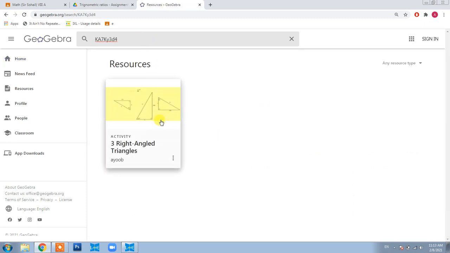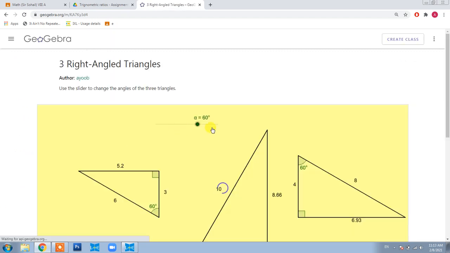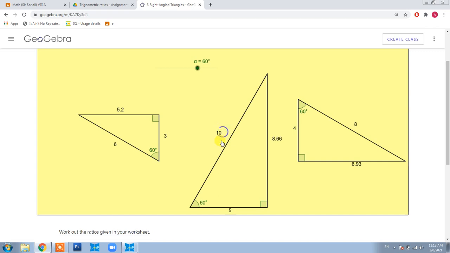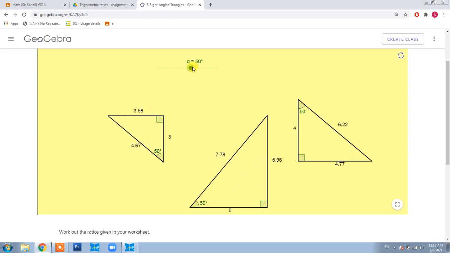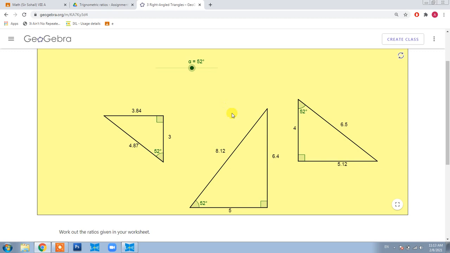So you will get your resource that you can use for easy and accurate drawing of the trigonometric triangles you require for the investigation of this assignment. Just click and you will get all the resource in front of you. This length is already 3 centimeters, this length is already 5 centimeters, and this line is 4 centimeters. You can rotate this slider to change the angles of all of these three triangles.